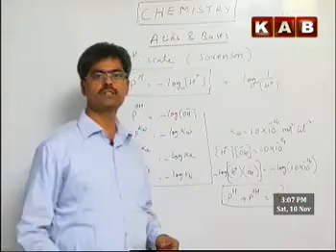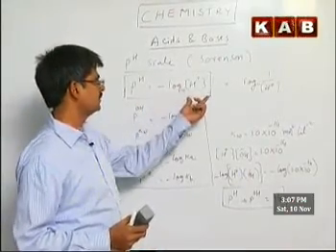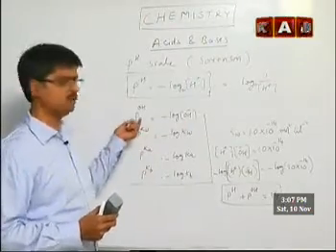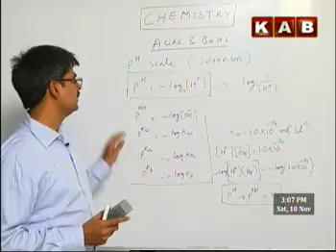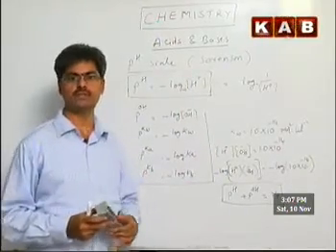So we have defined what is the meaning of pH, that is a negative logarithm of hydrogen ion concentration, as well as we have defined what is the meaning of pOH, pKW, pKa and pKb. Now using these relations we have to calculate the pH value of various solutions.